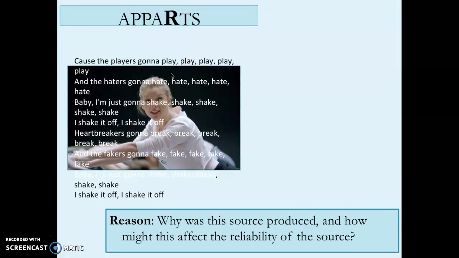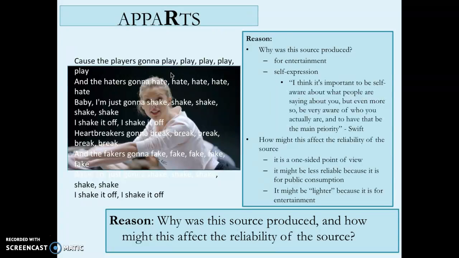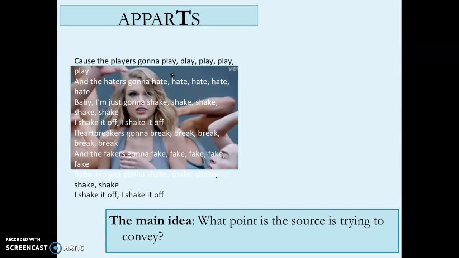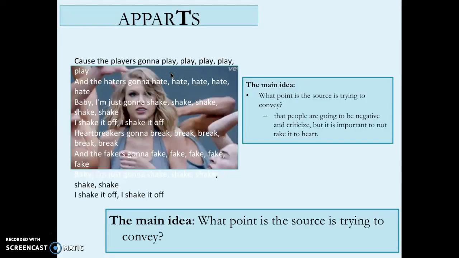Reason. Why was the source produced, and how does this affect the reliability? Was it propaganda? Was it an effort to encourage people to join a cause? What was the reason for the source? The main idea. What is the point of the source? What is it trying to convey? In the song, she's obviously trying to say that she's going to shake off all the negativity and continue to be herself. But for us and our history education, what is the main idea of the source? You're going to get to some of that when we start to break down documents.